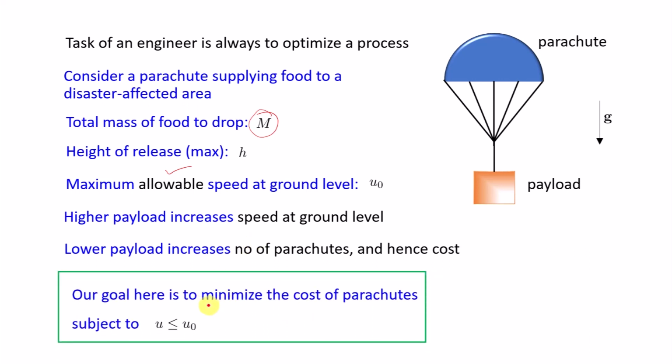So here our goal is to minimize the cost of parachute subject to a constraint that this U, the downward speed of the parachute, will be less than U0 at all time. It will be maximum just before it hits the ground. So we can take that. If at that point it is less than U0, then we are okay. So now we have to see what we can do about this optimization problem.